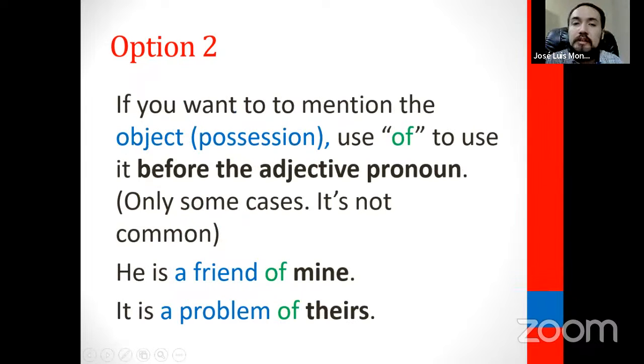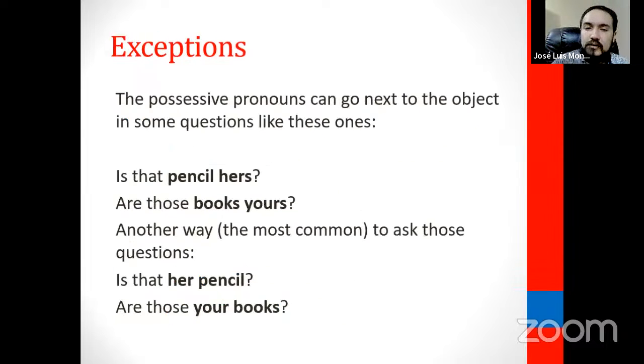In the second option, if you want to mention the object possession, use "of" before the possessive pronoun, right? Only in some cases. For example, he's a friend of mine. It is a problem of theirs. Okay, but one more time, this is not something that we need to practice. We don't need to apply it, but we need to know it.